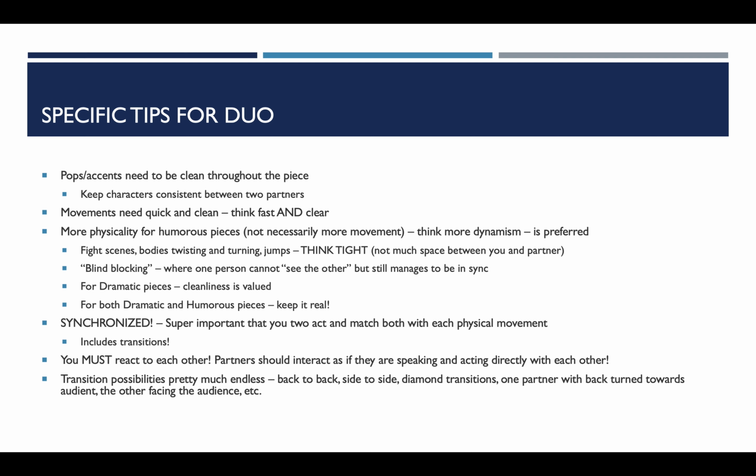Transitions. These possibilities are pretty much endless. You can have back-to-back transitions, side-to-side transitions, diamond transitions where one person is behind the other and they jump in front and you swap back and forth. One partner can have their back turned towards the audience, the other is facing the audience, etc., right? There are so many different blocking ideas and transition ideas for duo that you need to make sure that when you block this, it's complex, dynamic, good to watch, super clean and super clear, and that your transitions are super strong.